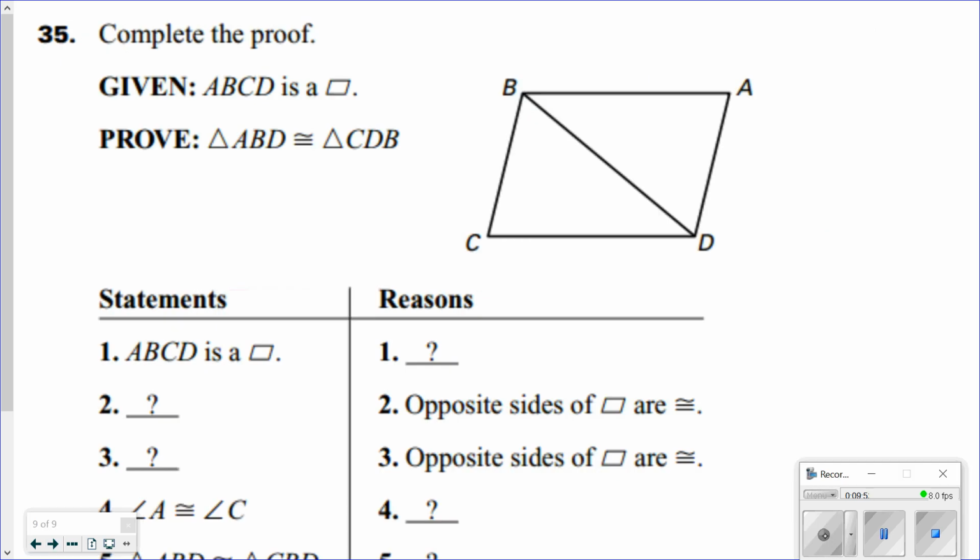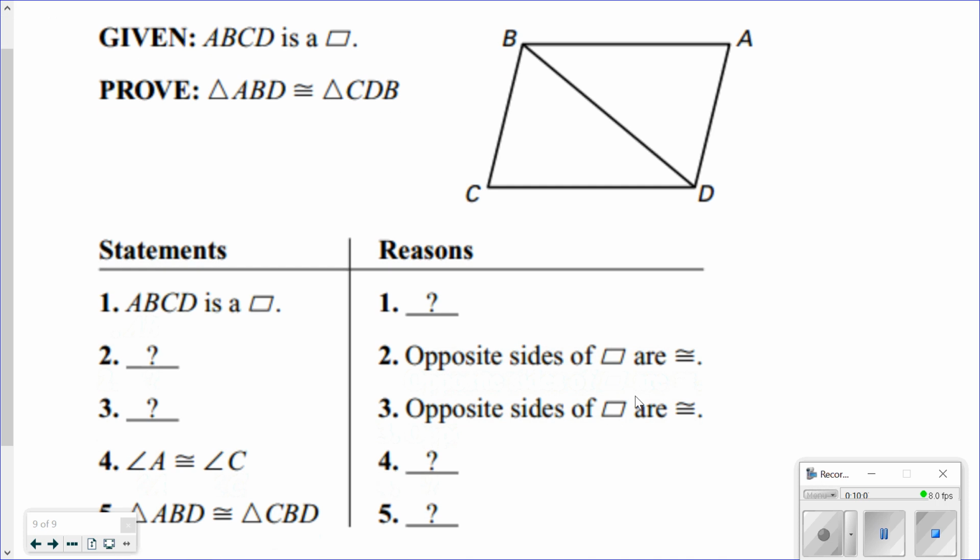The last problem for today, we're going to do a proof. So we want to complete the proof. We're given that ABCD is a parallelogram. We want to prove that triangle ABD is congruent to triangle CDB. All right, so once again, our statements and reasons, we want to fill this in. So the first statement is that ABCD is a parallelogram. So what is the reason for that? It would be given. They told us that here.